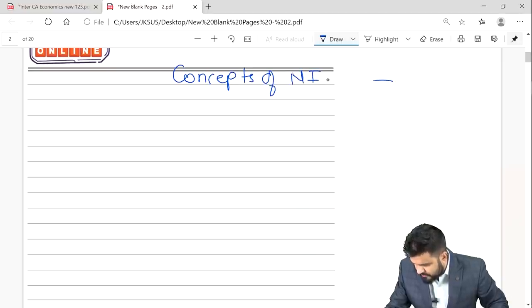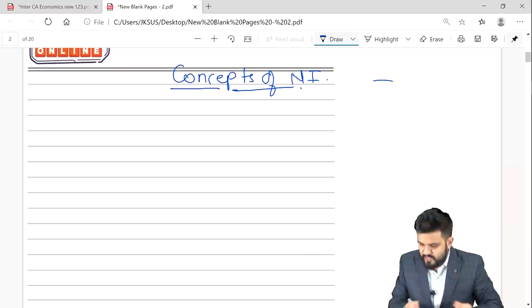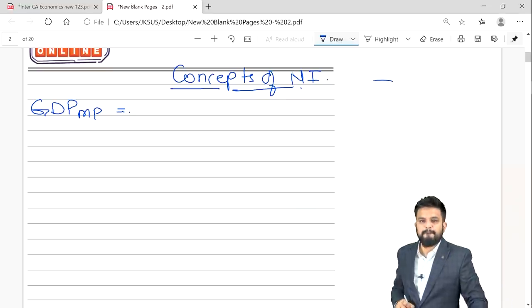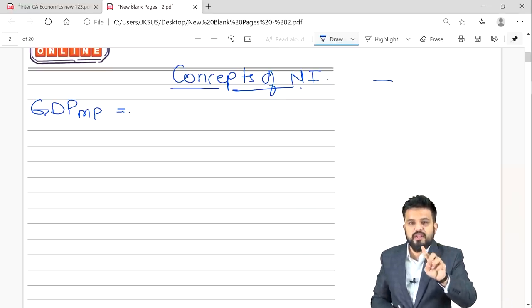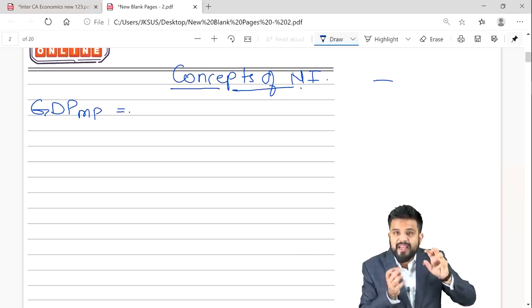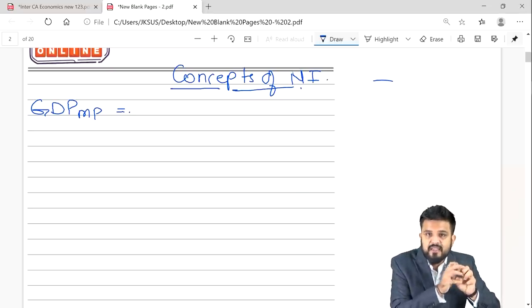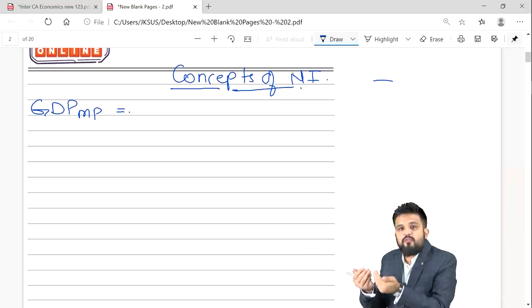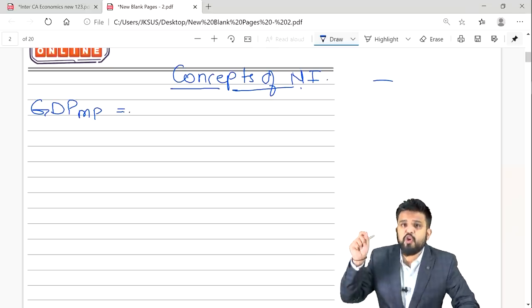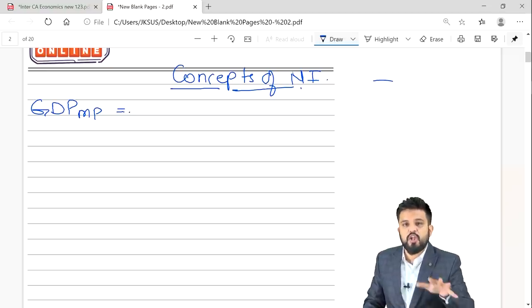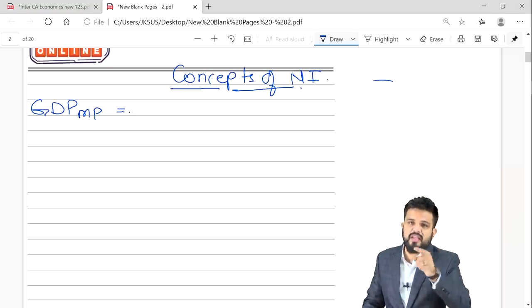concepts of national income, like few general formulas I will explain to you, that is GDP at market price. Now students, just to tell you, national income and GDP can be calculated with the help of market price also. It is calculated with the help of factor cost also. Market price includes indirect tax, excludes subsidy. But if you want factor cost, you have to remove indirect tax, you have to add subsidy. So you please remember, national income calculation is always done as per factor cost. It is not done as per market price.